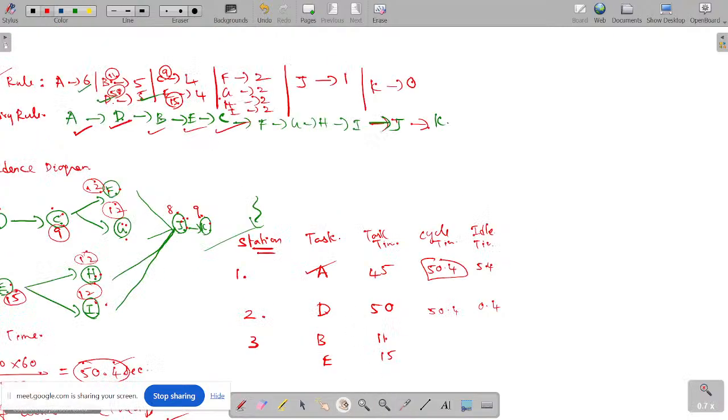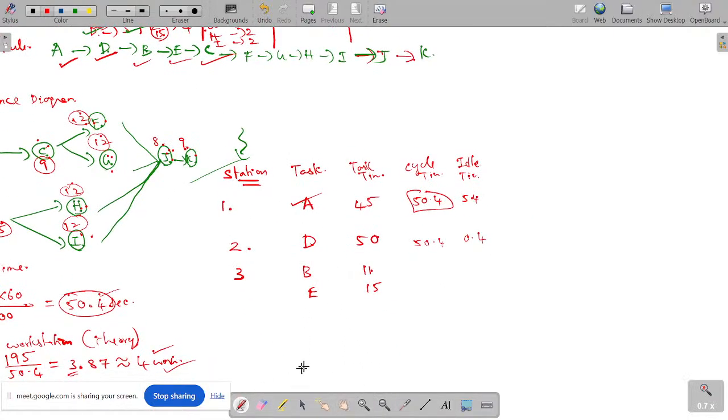So what's the task time? For C, it is 9. Okay. So what's the cumulative value? 26. So I can still use D, F also. If I use F, it is 12. Can I get this cumulative value? 47. So I think I have to stop over here. So cycle time is 50.4. So the idle time is 3.4.